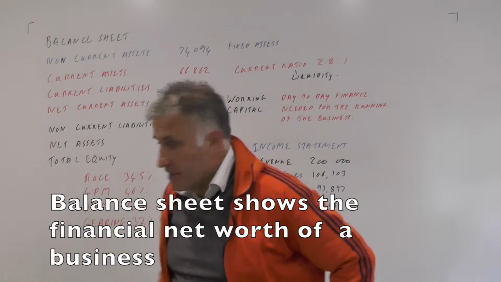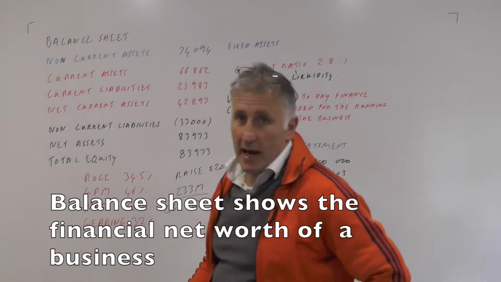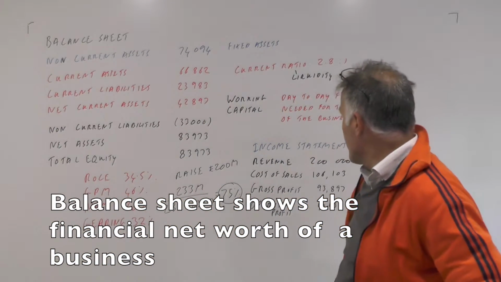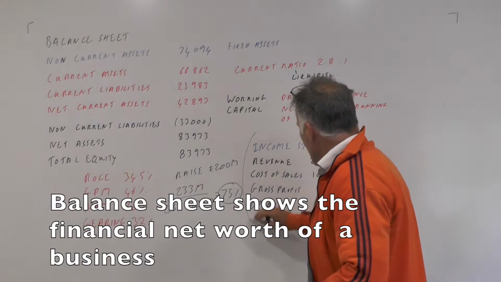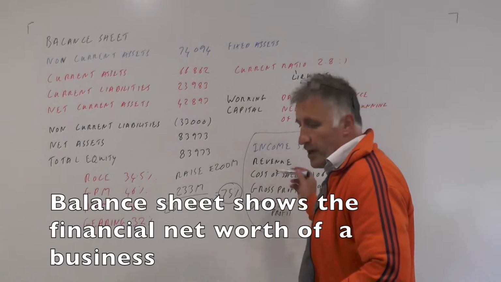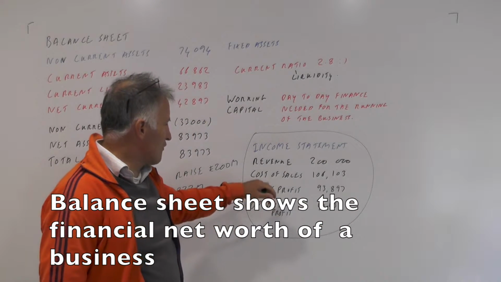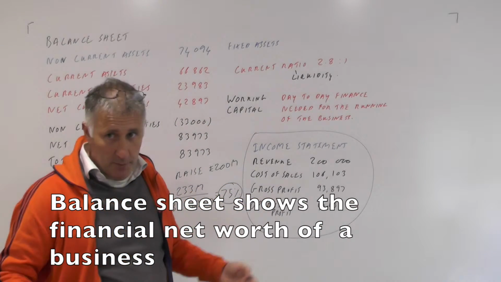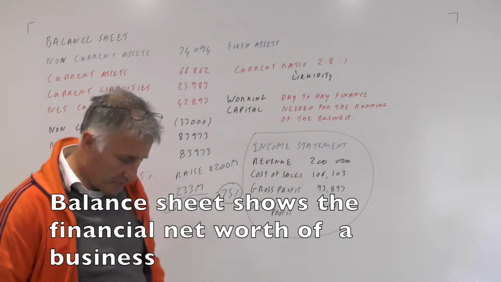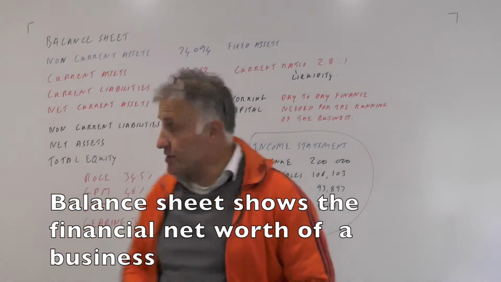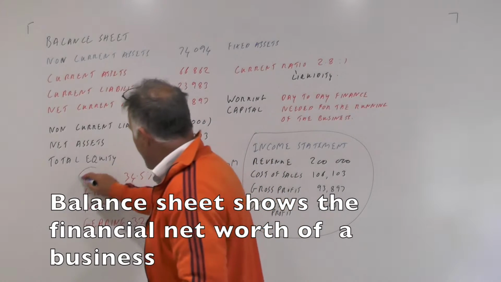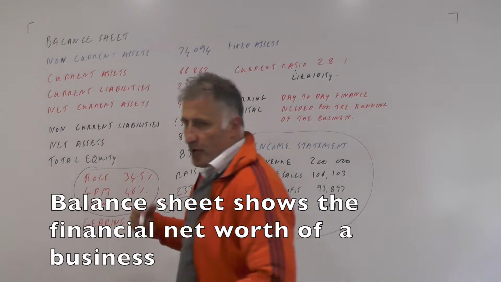So this is lesson 11 today, and here we're looking at a balance sheet and an income statement. This is the income statement over here, which we just did in lesson 10, where we had a gross profit margin of 46%, a net profit margin of 20%, and a return on capital employed of 34.5%. In terms of profitability, we can say that this business is doing very well, but we also want to have a look at the balance sheet.